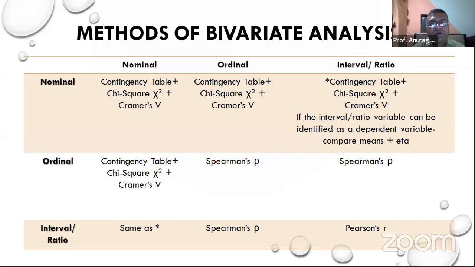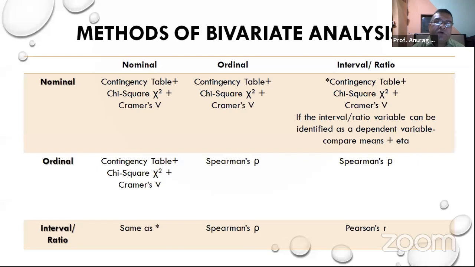Similarly, for nominal and ordinal, you see row number 1 and column number 2, you will encounter nominal versus ordinal variable. So contingency table, chi-square, and Cramer's V. Again, a typical example of this would be zones and political parties, 4x3 table. If you're going for a 4x3 table, you can analyze the independence of attributes of that particular table with the help of chi-square and Cramer's V. I'll give you the formula of Cramer's V, how it is calculated.